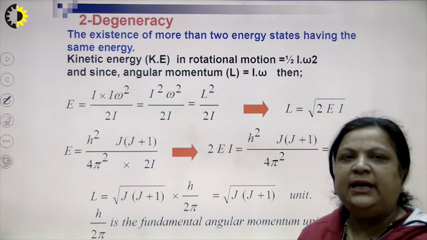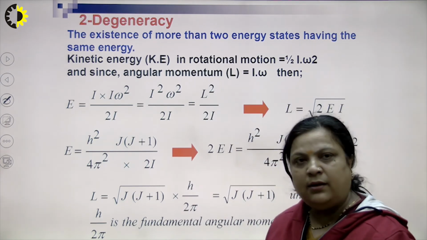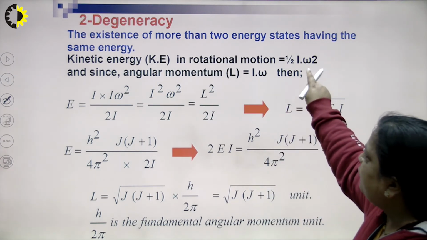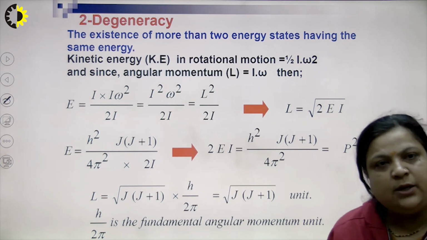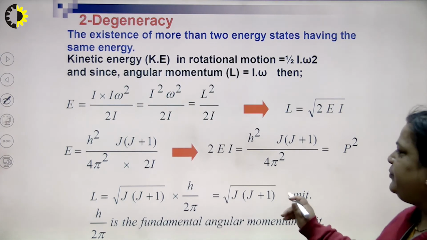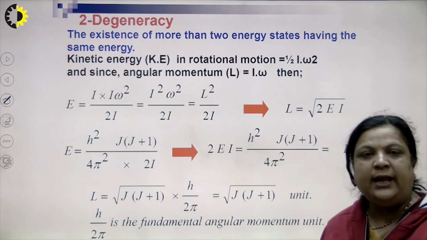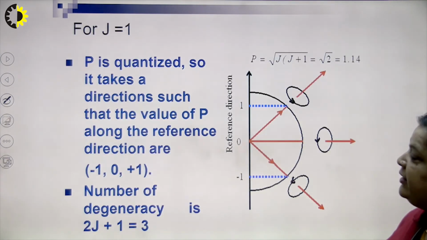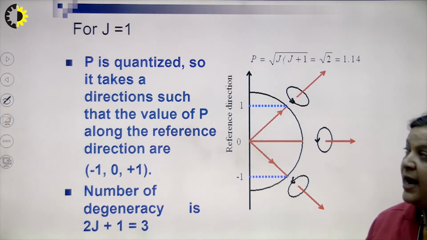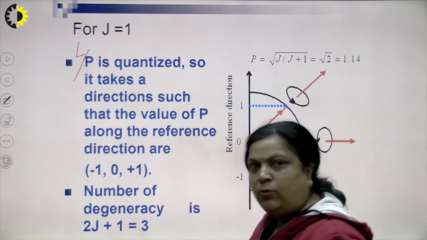For linear motion, the kinetic energy is half mv square, but if we rotate, then the rotational energy is half I omega square, where I is the moment of inertia, and L is the angular momentum, which is equal to I into omega. And when we solve for it, we get root of j into j plus 1 times h upon 2 pi, where h upon 2 pi is the fundamental angular momentum unit. And when we calculate degeneracy, for j is equal to 1, g is equal to 3, since p means angular momentum, basically either p or L, and angular momentum is quantized.